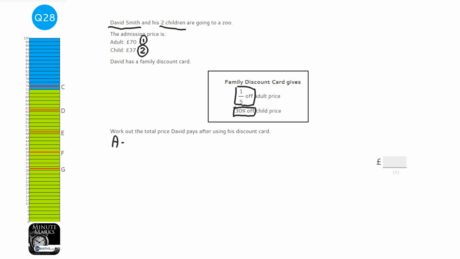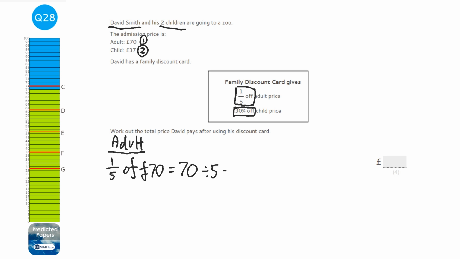So let's work out the adult price first. So a 5th off. Well, first of all, let's work out a 5th of £70. To work out a 5th, you can just divide 70 by 5. Now I know that 10 fives are 50 and 4 fives are 20, so that's going to be 14. So that's going to be £14 he gets off.